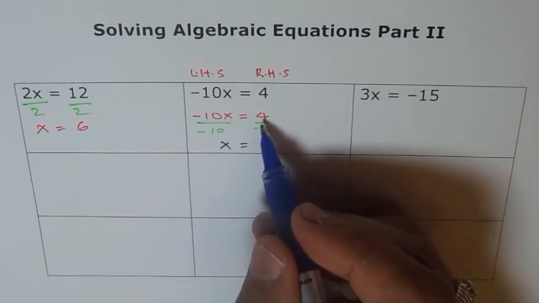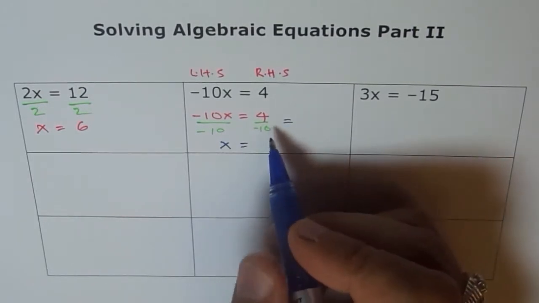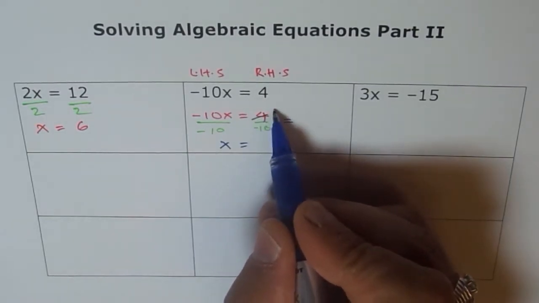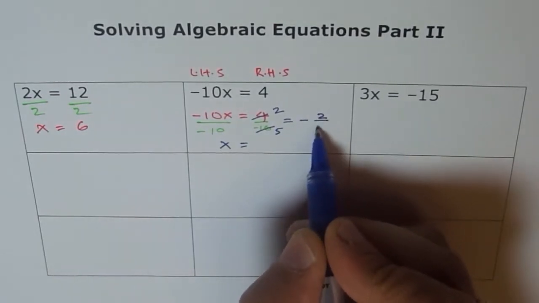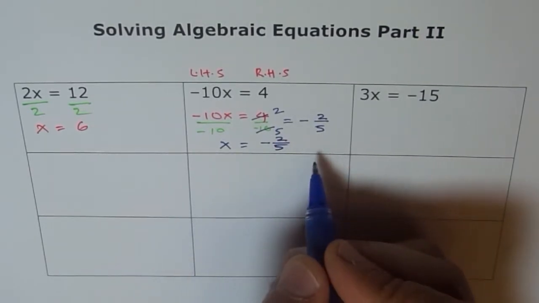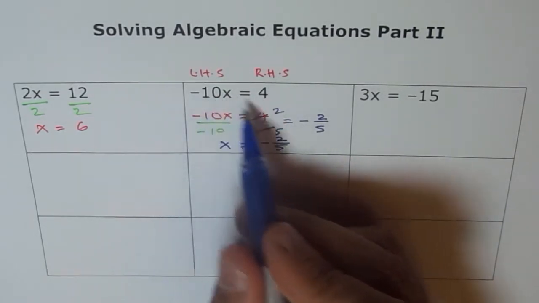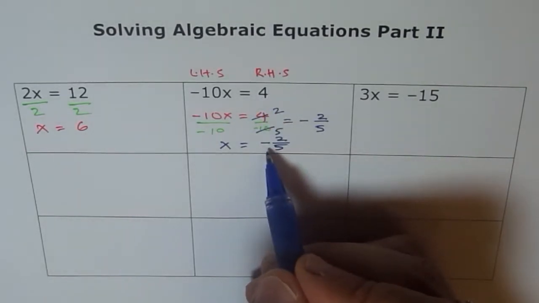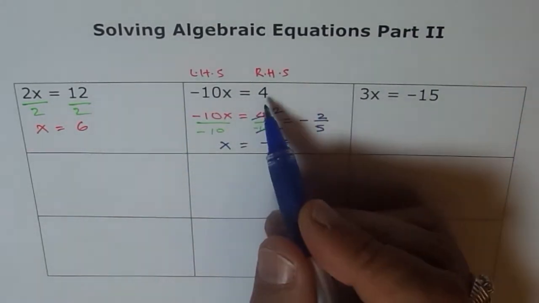Now, to write 4 over minus 10 is not a good thing. We can reduce it to lower terms. You can divide both by 2. So 4 divided by 2 is 2 and 10 divided by 2 is 5. Minus 2 over 5. Do you see that? So I'll write my answer in the lowest terms, minus 2 over 5. Correct? If I write minus 2 over 5 instead of x, do I get 4? 10 times 2 is 20 and 20 divided by 5 is 4 and with a negative sign. Okay? So, negative will become positive. Do you see that? So we get 4.